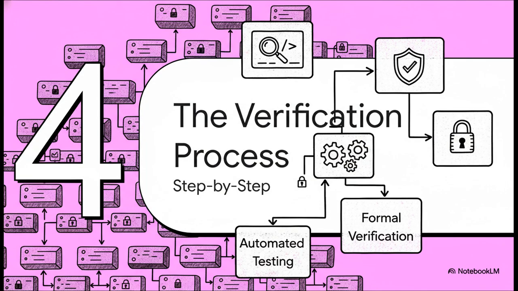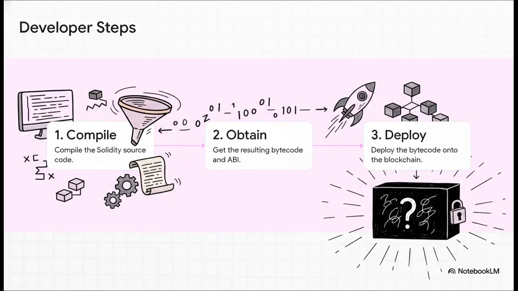Okay, so we've covered the what and the why. Now let's get practical and walk through the how. What are the actual steps in the verification process? So it all starts on the developer's own computer. First, they compile their code. This gives them two things, the bytecode we've been talking about and something called an ABI, which is basically an instruction manual for how to talk to the contract. Then they take that bytecode and deploy it to the network, and at that moment, the contract is live. But to the rest of the world, it's still just an unverified black box.